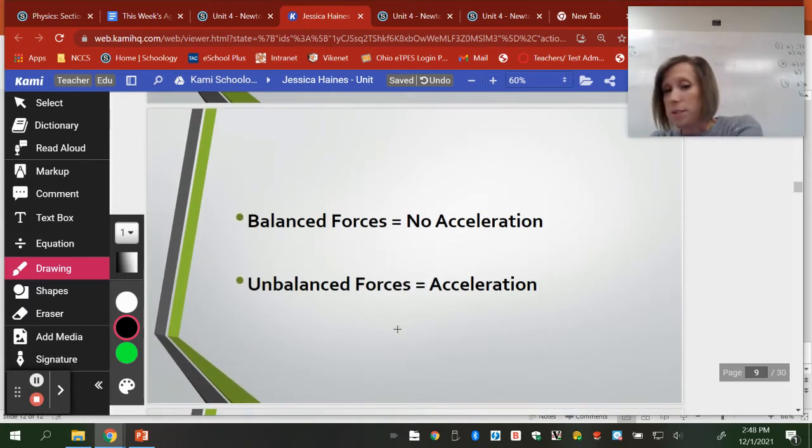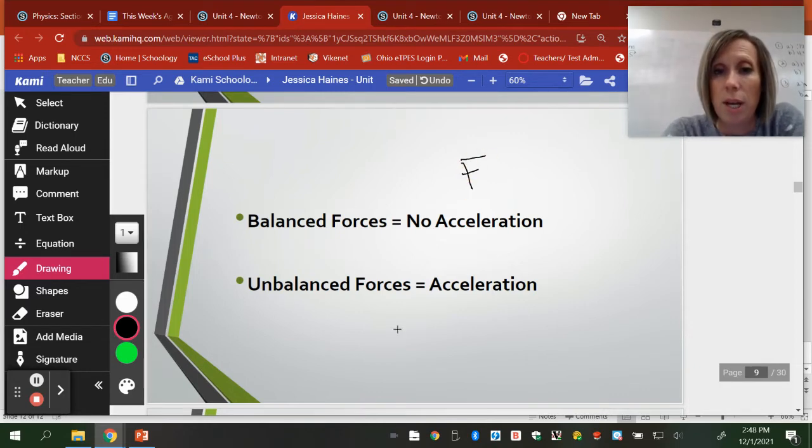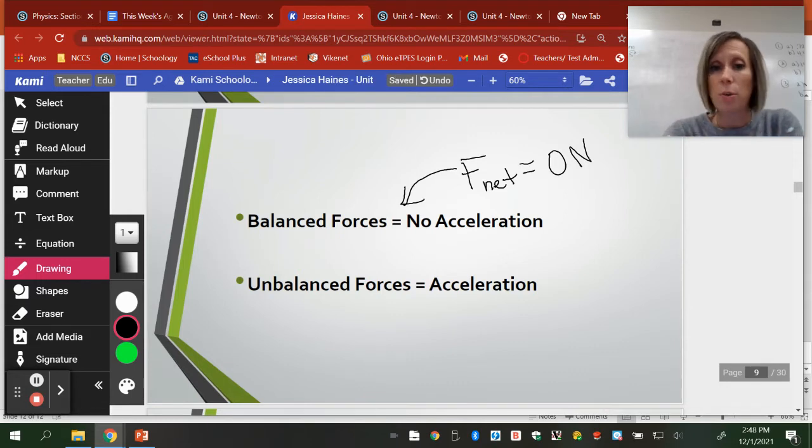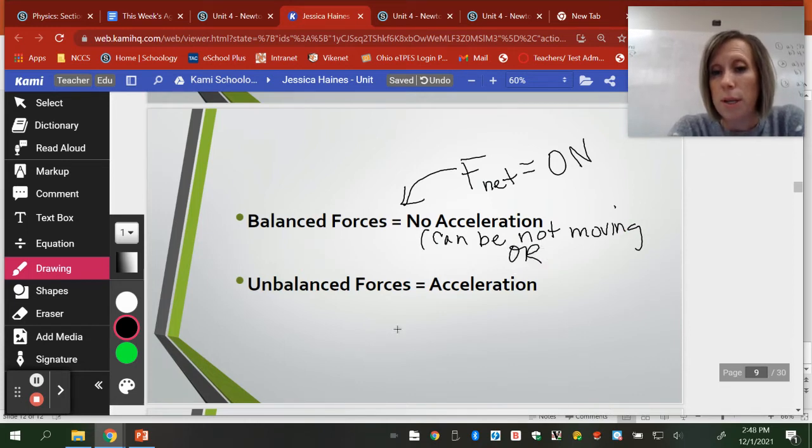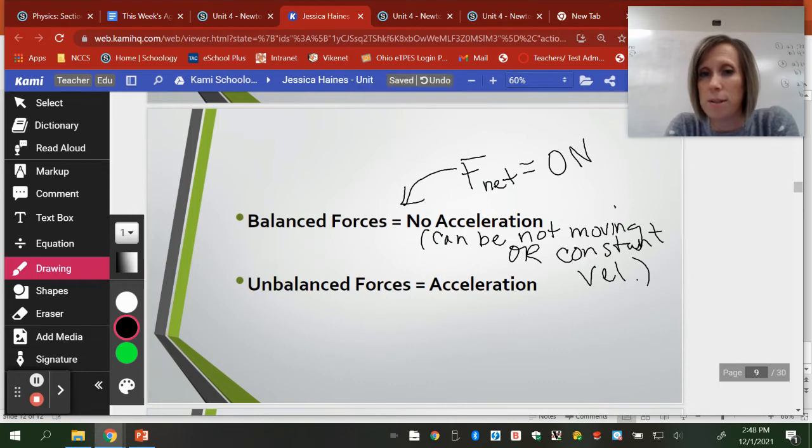So a couple of things about balanced and unbalanced forces. If the forces are balanced, no acceleration happens. So if we have a net force equal to 0 newtons, we have balanced forces, and there's no acceleration. However, we can be not moving, so the object is sitting still, or we can be traveling at a constant velocity, like the soccer ball down the hallway. So the object can be moving or not moving if the forces are balanced.